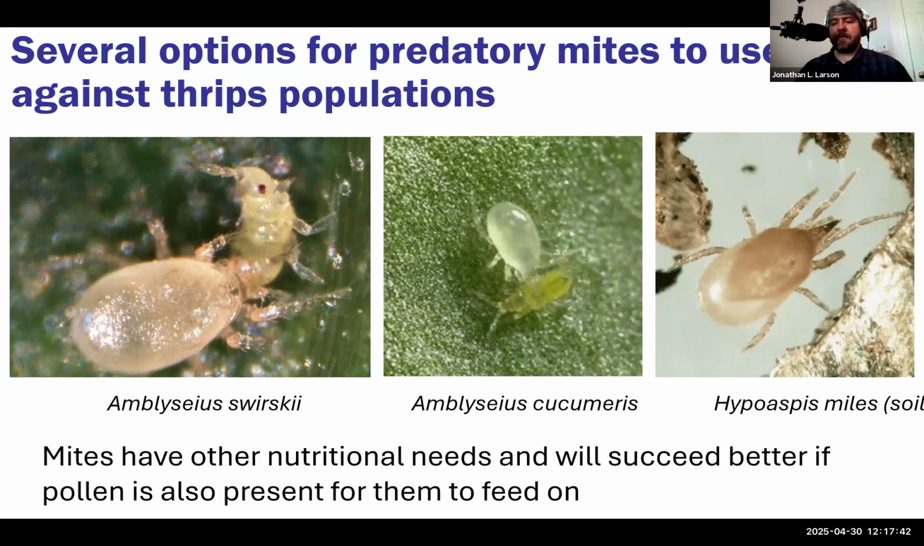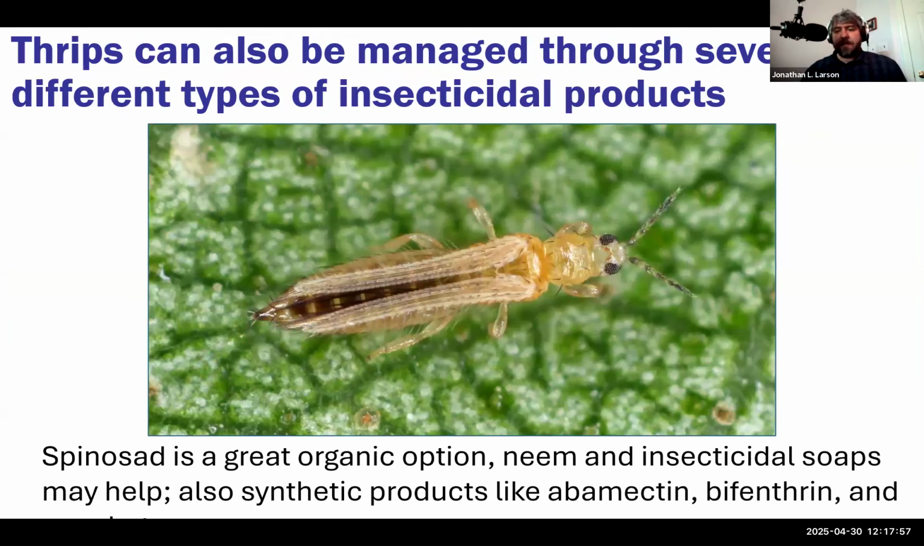They may not persist, particularly if they wipe out the thrips. They also succeed better if there's pollen for them to feed on. You can sometimes buy pollen to release for biocontrol agents. You can also sometimes just rely on them consuming pollen from the plants that you're growing. Thrips can also be managed through several different types of insecticidal products. The biggest one is spinosad. It's the best option, even though it's organic. It's the best option for thrips. There's insecticidal soaps. There's also abamectin and bifenthrin that can be beneficial for thrips applications.